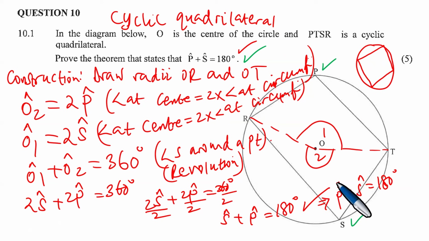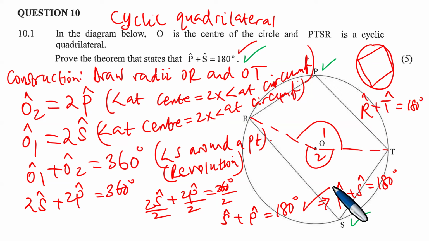If we did the construction from P to S, were you still going to get the same? Was the proof still going to be right? Okay, that's a good question. If you do the construction from P to S, then the proof is going to give you angle R plus angle T equals 180 degrees.